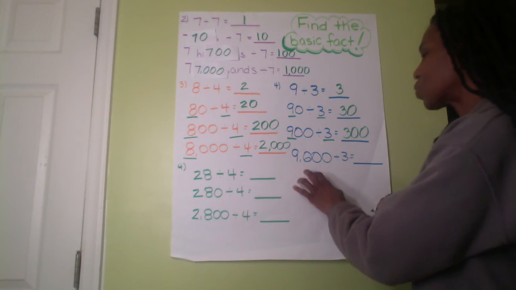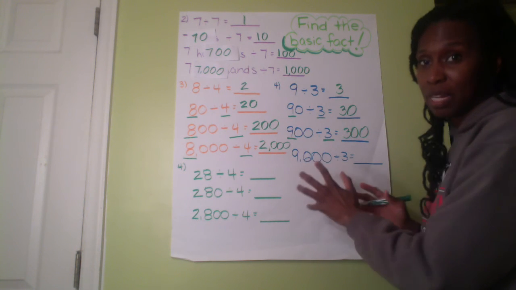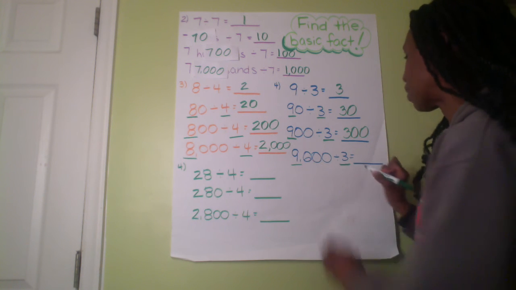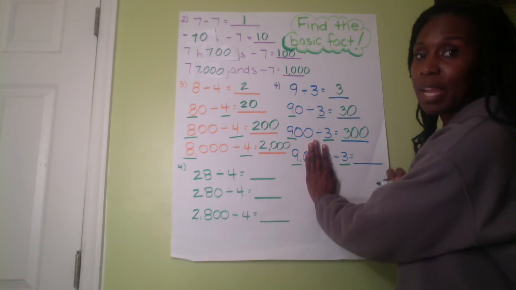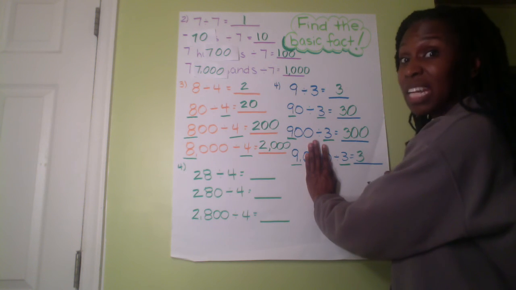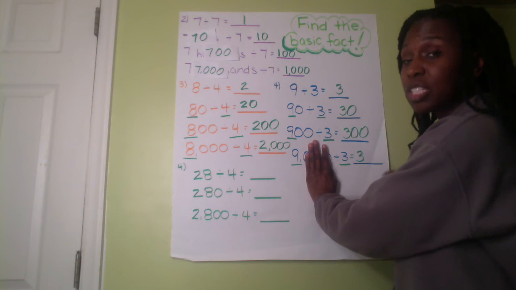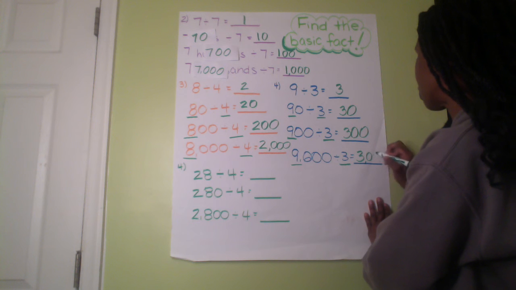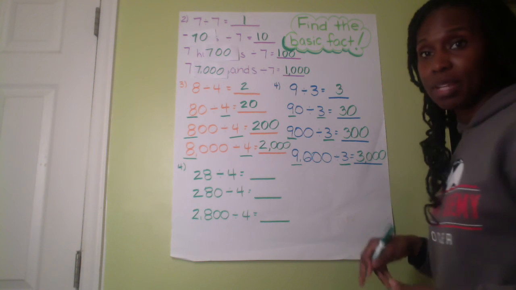All right, and then the last one, 9,000 divided by 3. Look for the basic fact. 9 divided by 3. I'm going to cover up those zeros for right now. 9 divided by 3 is still 3. When I remove my hand, I need to look to see how many zeros I have. I have 3. I need to add 3 zeros to my answer.